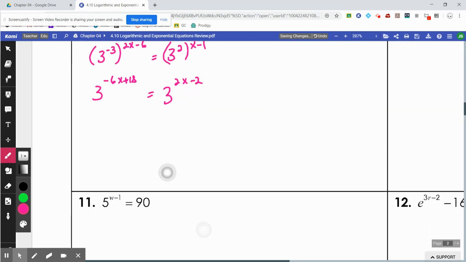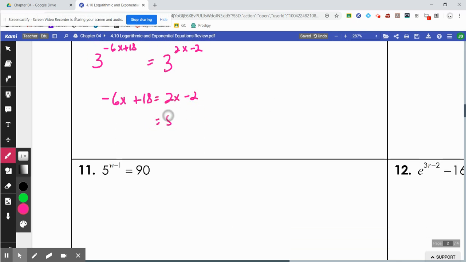Now that the bases are the same, you can simply set the exponents equal to each other. Solve that, gives you 8x equals 20. So therefore, divide by 8. Divide top and bottom by 4 to reduce it, and that gives you 5/2. So x is equal to 5/2.